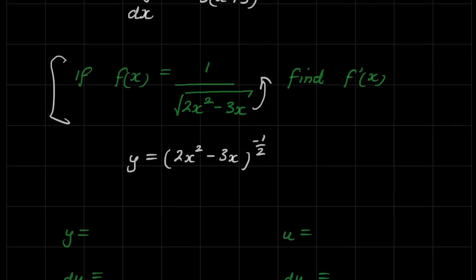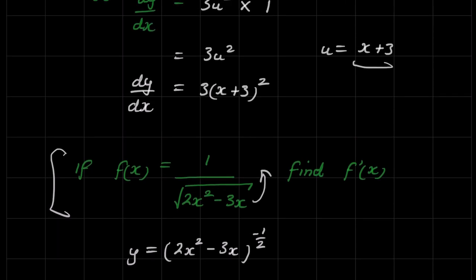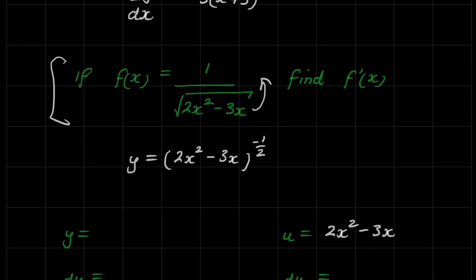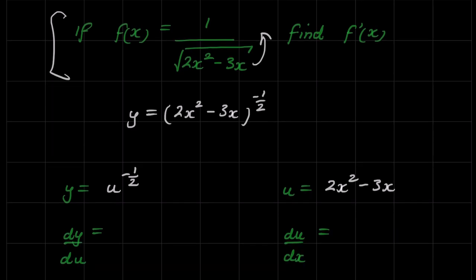First thing is we have to label what is going to be u, what is y, all of this sort of stuff. So if we let u equal everything that's inside the brackets here, just like we did before with the x plus 3 example, we'll call u 2x squared minus 3x. Then therefore, y is going to be u to the power of negative half. And these are our two parts that we're going to differentiate. So let's go ahead and do that.